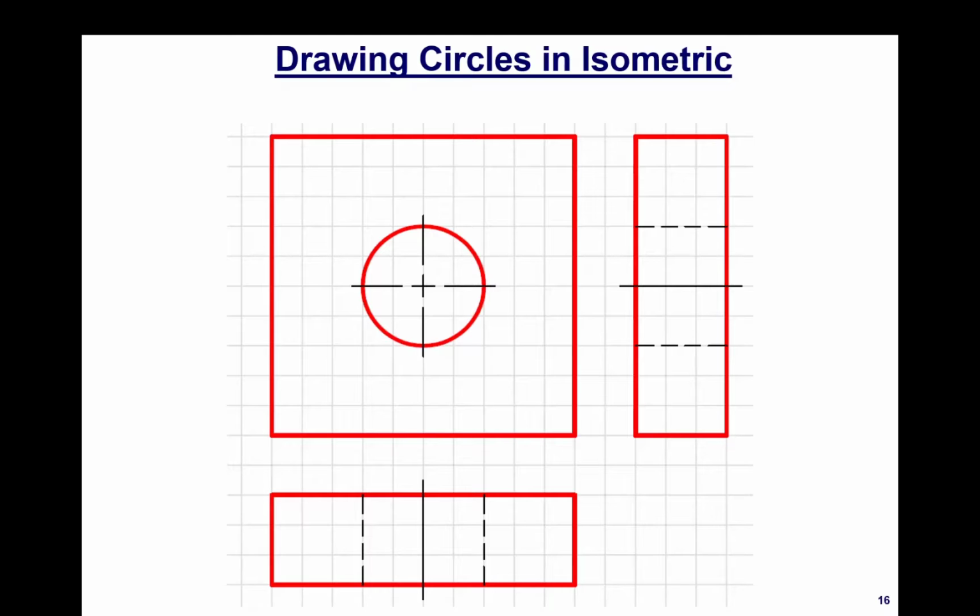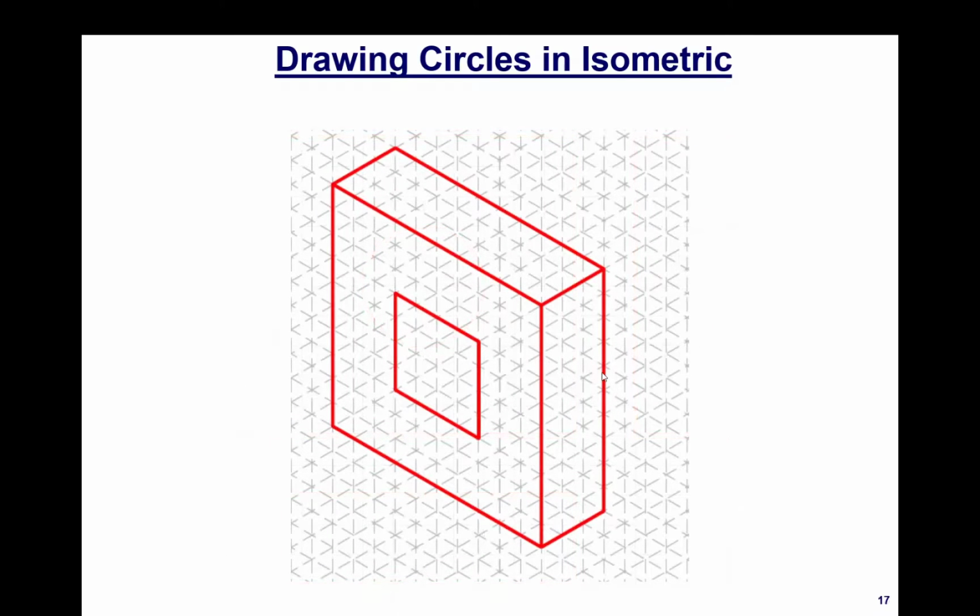So we've got a simple shape here. It's essentially a rectangular prism. It could be a piece of plate with a hole through it. And what we're going to do is start off by drawing an isometric of the piece of plate itself, and then the square that's in the middle. This is essentially going to be a construction line.